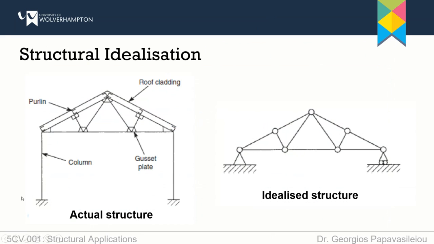So let's see how we actually analyze our structures. As you already know and have heard, what we do is simplify what happens in reality in order to meet what we know and the methods that we have available. For example, over here, you can see a roof truss on a structure. For example, it could be an industrial building. In order to model this roof truss, we simulate its elements with bars. We also simulate the connections between the elements with hinges. And this is what we get in order to analyze our structure.